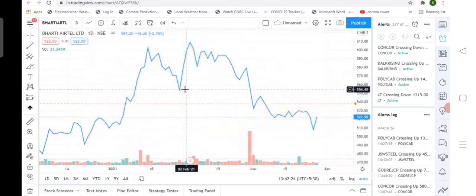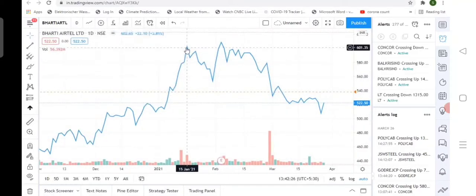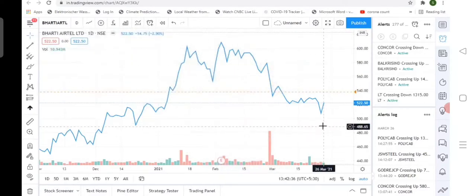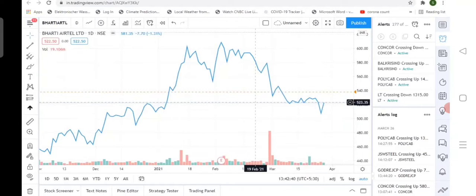Now this is the most basic form of chart. What it does is that every period it takes the closing price and plots it, and when you join the closing prices, you get this. This is the most basic and most minimal chart information.